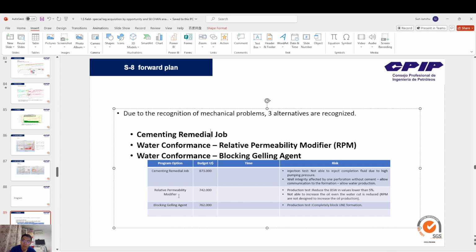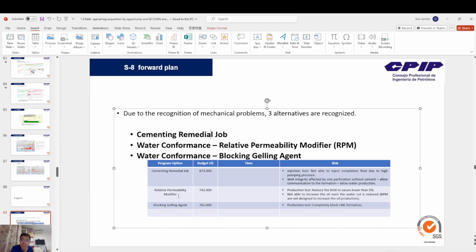Relative permeability modifier, budget 742,000 US dollars. The risk is production test, residual BSW in values lower than 5%, not able to increase the oil, even if the water cut is reduced, because the RPM are not designed to increase the oil production.